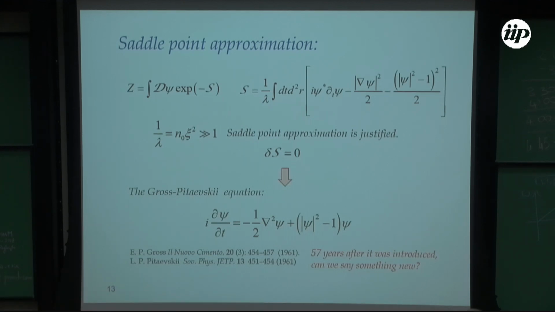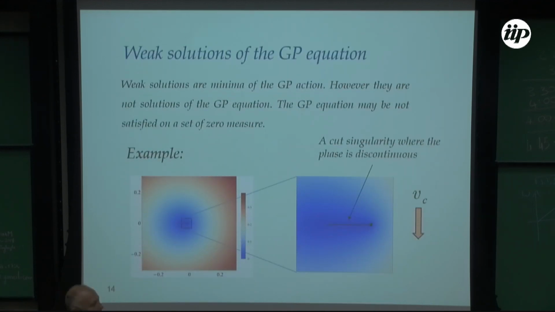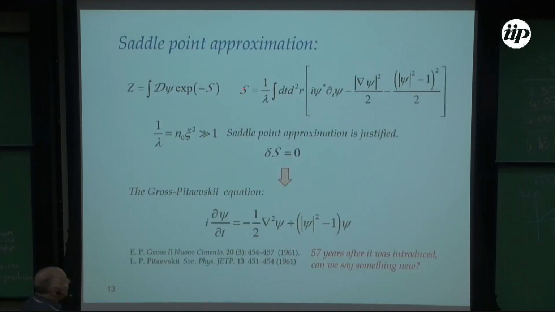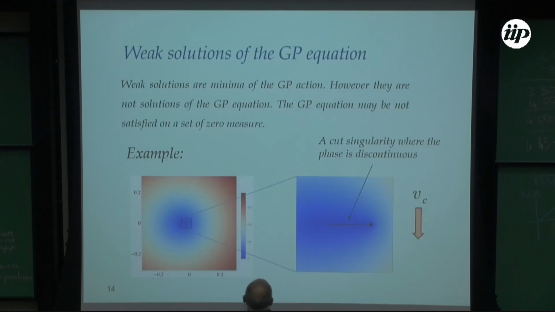Right? I'm going to work in this limit, and the question that you all ask is, how can you tell us something new after, I don't know, 70 years or even more of studying this equation? And the point which I want to say is that part of the physics which is missed is the weak solution of the Gross-Pitaevsky. What are weak solutions? Weak solutions, you can view them as minima of this action, but they are not solutions of the Gross-Pitaevsky equation. In other words, it is a situation where the Gross-Pitaevsky equation is satisfied almost everywhere in space, except for a measure 0 set. In this case, it is a cut, which looks like that.